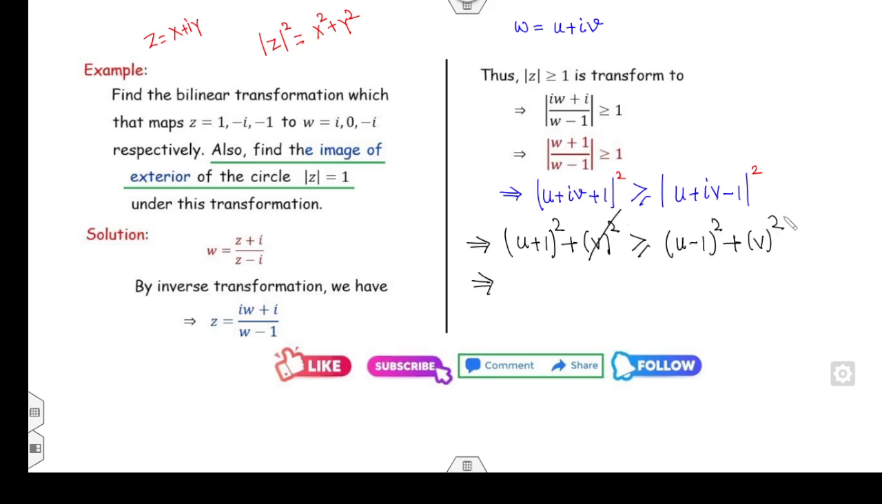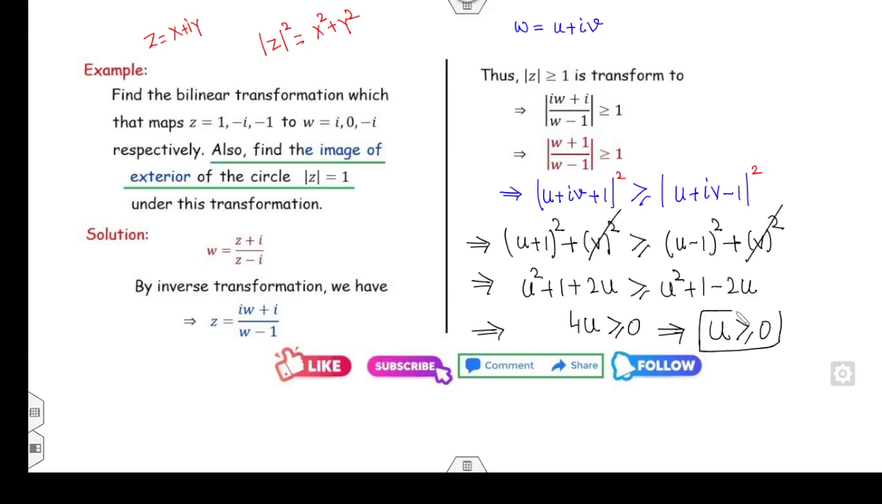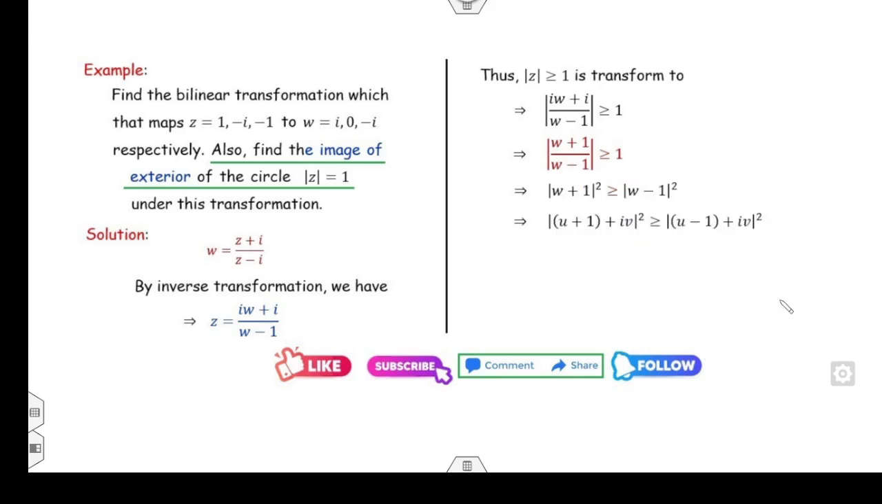So clearly v square and v square will be cancelled out. So that's u square plus 1 plus 2u, which is greater than equal to u square plus 1 minus 2u, which implies 4u is greater than 0. That implies u is greater than equal to 0.